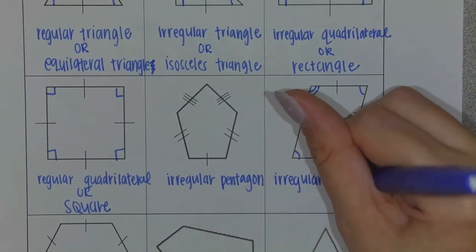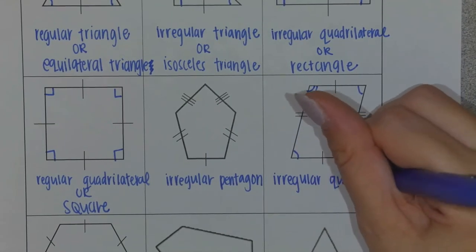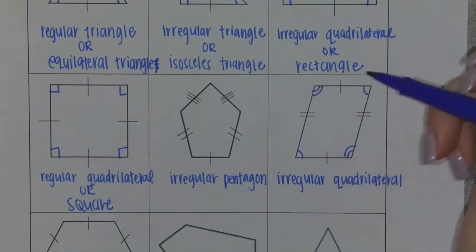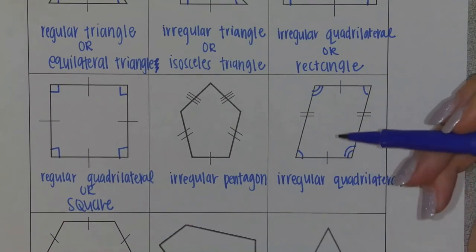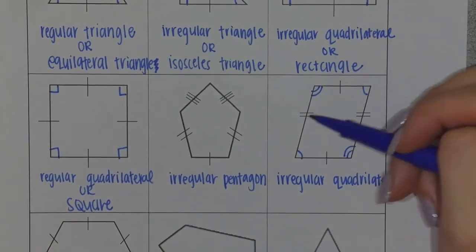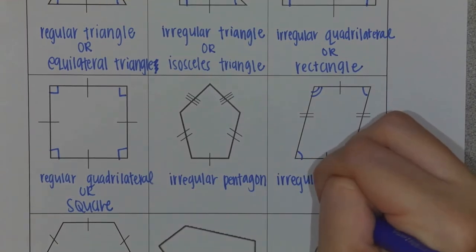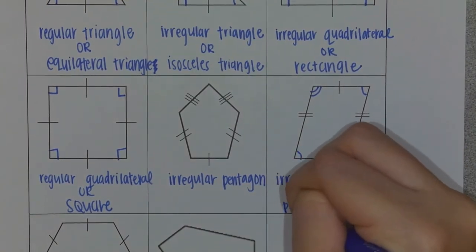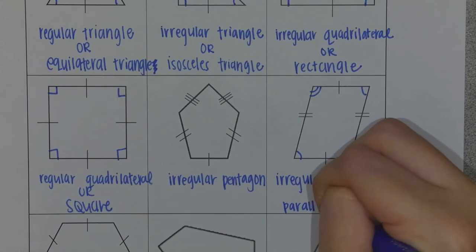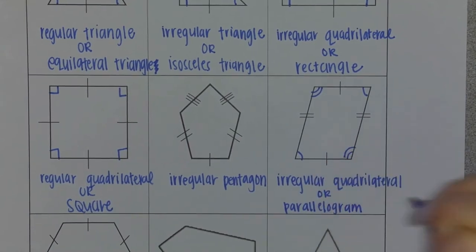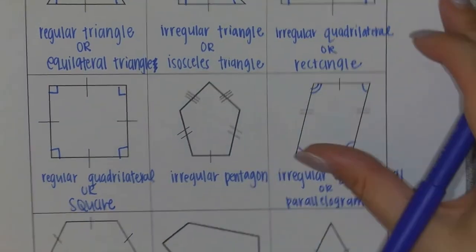But let's use that knowledge again. I can see that my opposite sides are parallel and they are congruent. And that is the same for the other ones as well. So this is also called a parallelogram. Opposite sides are parallel and congruent.